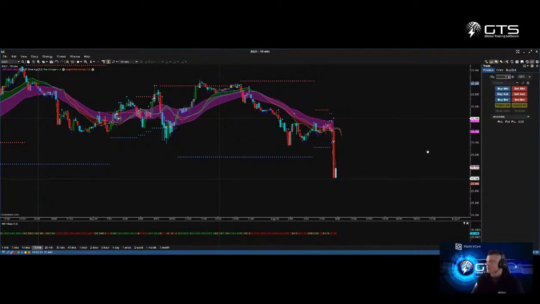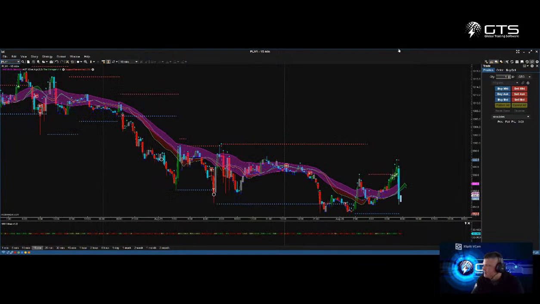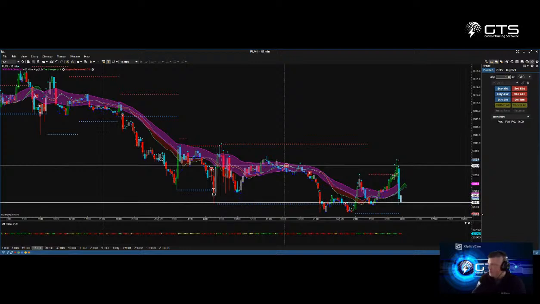Let's see here. So there's your silver. Let's see here, PLV1. Check out platinum. Set an opening range for platinum here. All right, there's that. Let's see here, gold, silver, copper.